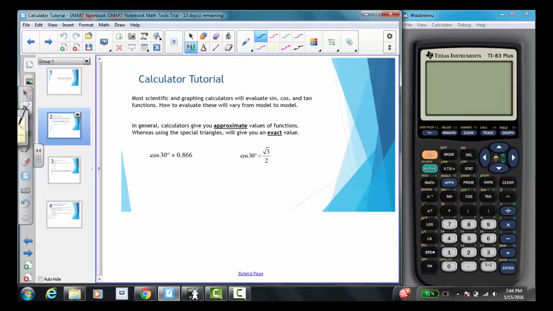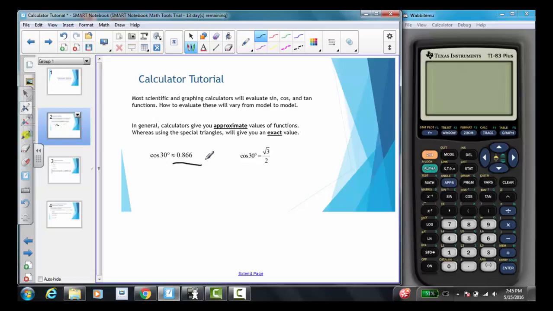Most scientific and graphing calculators will evaluate sine, cosine, and tangent functions. How to evaluate will vary from model to model. So if you have a Casio calculator versus a Texas Instrument calculator, the buttons may not be all in the same location, but the general process is still going to be the same. So calculators are typically going to give you an approximate answer. An approximate value is going to look something like this. So cosine of 30 degrees is approximately 0.866.